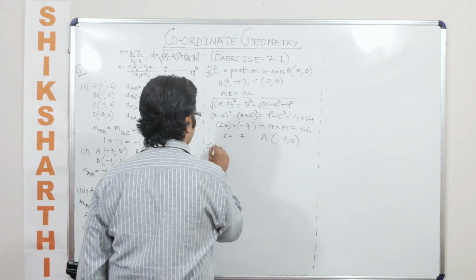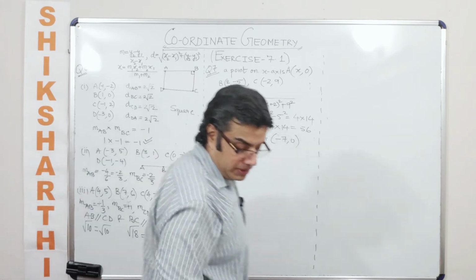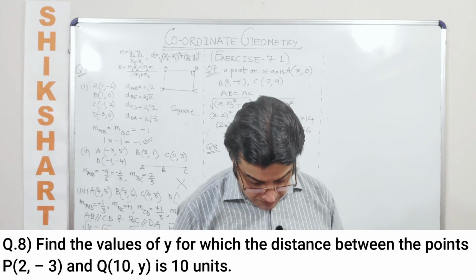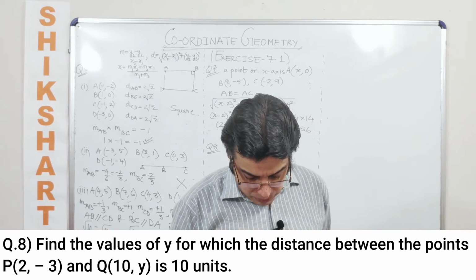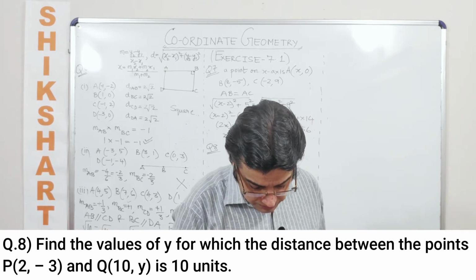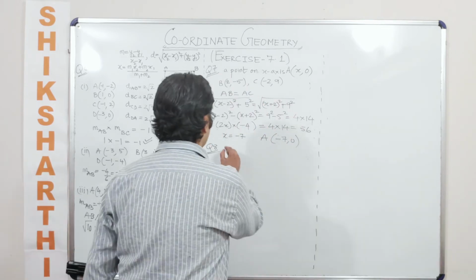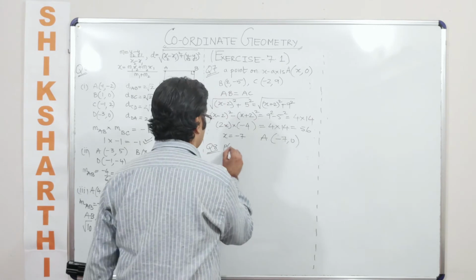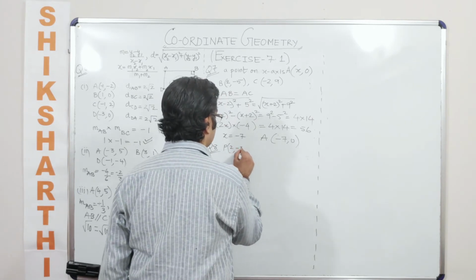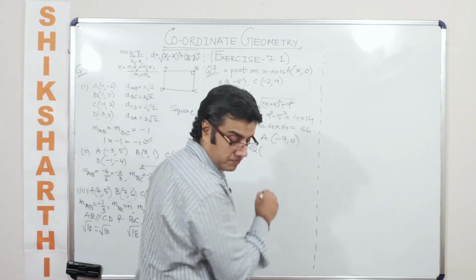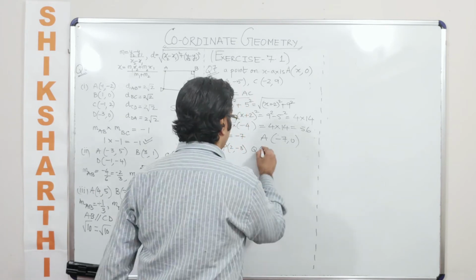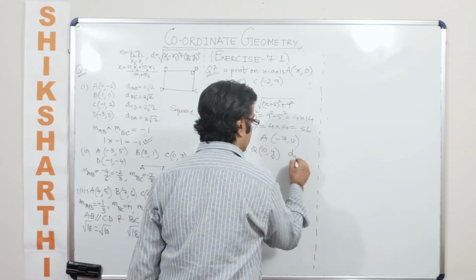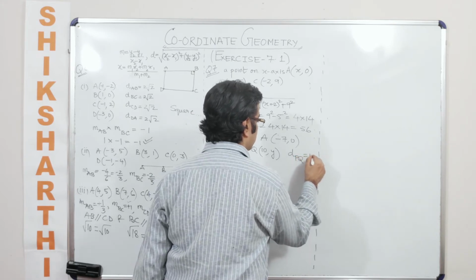Let's move on to question number 8. Question number 8 talks about finding the values of y for which the distance between these points is 10 units. So there are 2 points P and Q. The coordinate of P is (2, minus 3). Q is given to you as (10, y). And the distance between P and Q is given to you as 10 units.